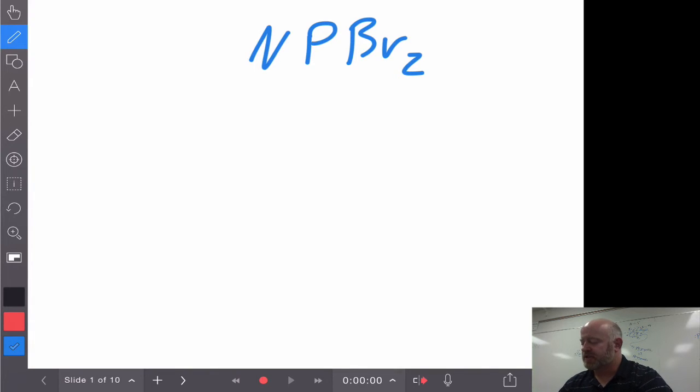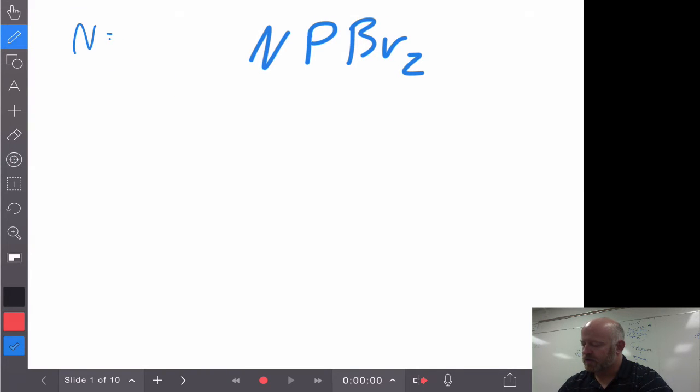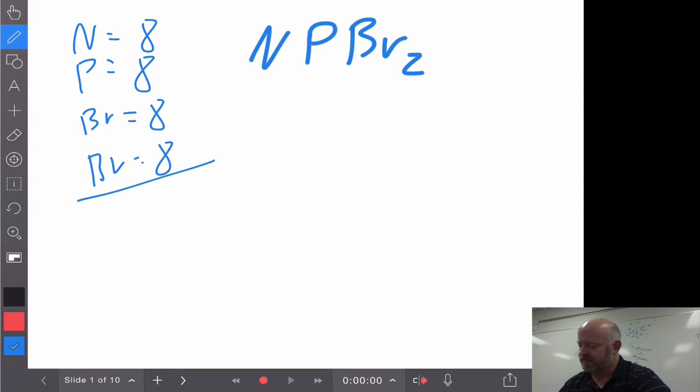Okay, so nitrogen, phosphorus, and bromine all want to have 8 valence electrons. That's the ideal number for them. So the nitrogen would want to have 8, the phosphorus would want to have 8, and both bromines would want to have 8 also. Okay, so since they all want to have 8, that means ideally, if we have 4 different elements there times 8, that we would have 32 electrons that they would ideally have.